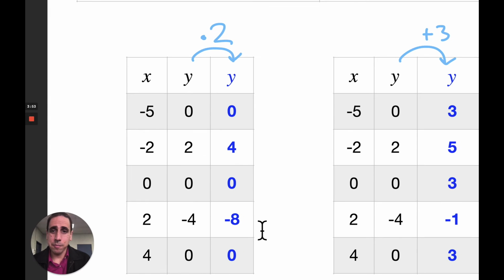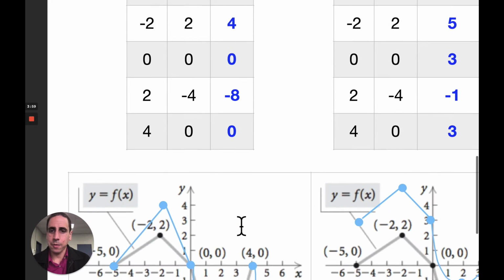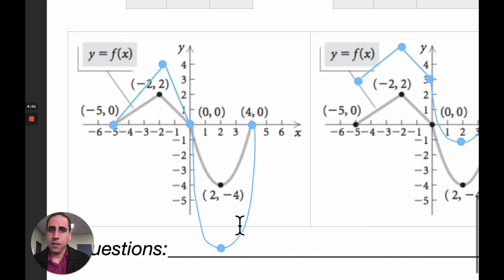And then I have to plot them. I have to plot the point -5, 0, 2, -8, 4, 0. And when we do that, we see that visually we do see a vertical dilation by factor of 2. All the points have y values that have been multiplied by 2, and the distance between them and the x-axis, the horizontal x-axis, is twice as much as it used to be.